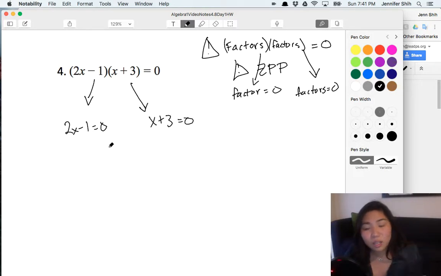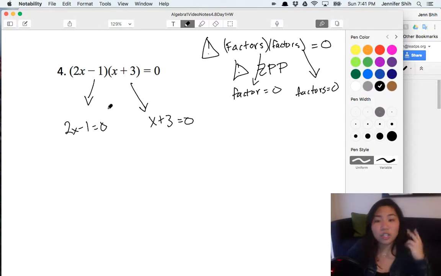At this point, I write out both of my equations before I solve, because at this point, as a teacher, I can check that you know how to use zero product property. If you're splitting up your equation into two equations, I know you understand how to use zero product property, or ZPP. Okay, I'm going to isolate x here, and it's going to only take 2 steps.